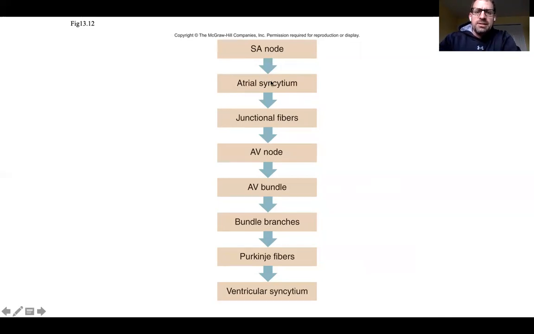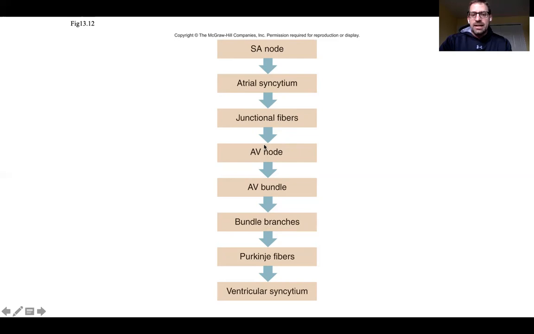that the signal from the SA node not only goes to all those cells of the atria at the same time, but they travel through junctional fibers down to the AV node. And one thing to note about those junctional fibers is that they have a very narrow diameter. If you remember from your physics, the narrower a wire, the more resistance that it provides. And so the electrical signal traveling through that wire is going to be slower, right? The electrical conductivity is going to be less. The signal is going to travel slower through those junctional fibers.